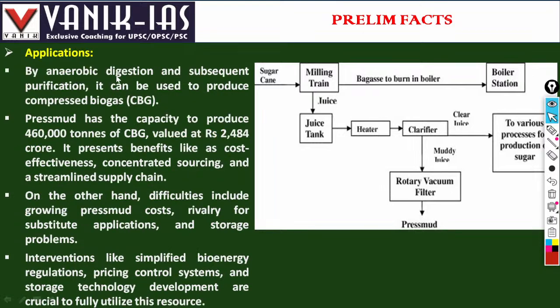Through anaerobic digestion and subsequent purification, it can be used to produce compressed natural gas. Press mud has the capacity to produce 460,000 tons of compressed biogas, valued at 2484 crores. It presents benefits like cost effectiveness, concentrated sourcing, and a streamlined supply chain. On the other hand, difficulties include growing press mud cost, rivalry for substitute applications, and storage problems. Interventions like simplified bioenergy regulations, pricing control systems, and storage technology development are crucial to fully utilize these resources. But because India is a major producer of sugarcane and we have sugar factories, this press mud utilization for creation of compressed natural gas is very viable in a country like India.